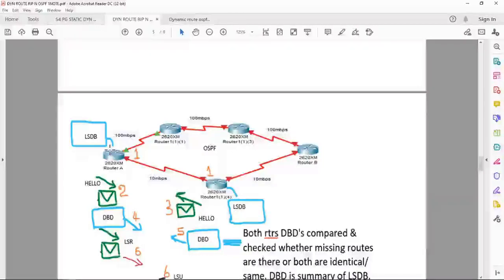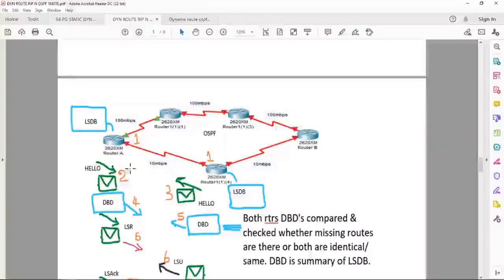The summary of the LSDB is the DBD, which you can see here, meaning database description. Once the 2 routers exchange their hello packets, which means once they are in two-way state, they start exchanging the DBD, which means their known routes. By doing this, they can compare and see what networks the other router knows, so that they will find the routes to remote networks. Step by step, we will see how they do it.